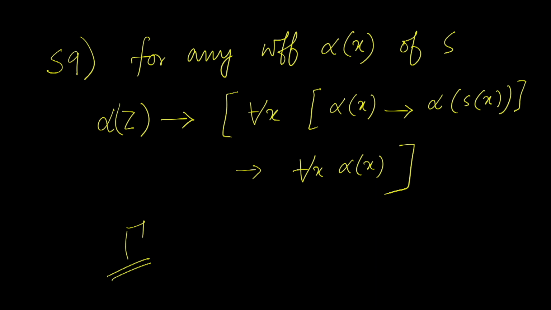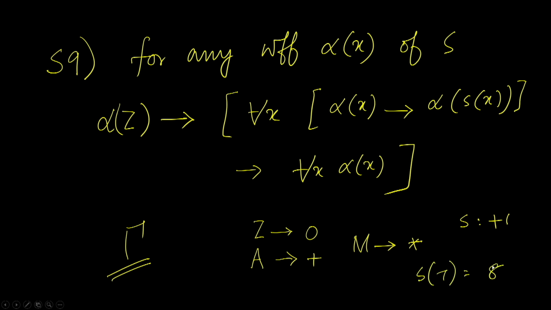Now, we have written gamma with an intention of interpreting them in a particular way. For example, we would like to interpret z as 0, we would like to interpret a as the addition function and m as the multiplication function, and the successor function is the plus 1 function, in the sense that the successor of 7 is 8. Let us take another look at the axioms with this interpretation in mind.